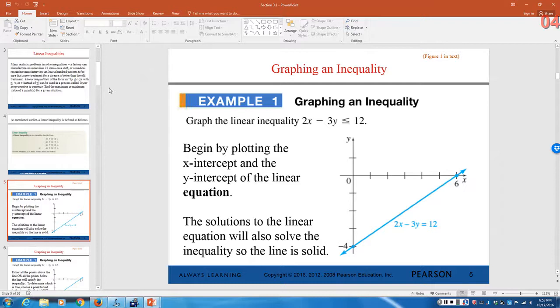So here's our first example, and we're going to start out just by graphing a single inequality. We want to graph the linear inequality 2x - 3y ≤ 12. And what we'll do is begin by plotting the x-intercept and the y-intercept of the linear equation, ignoring the fact that it's an inequality. The solutions to the linear equation in this case will also solve the inequality because the inequality has an equal to or less than sign in it. So basically, we just want to graph the line 2x - 3y = 12.